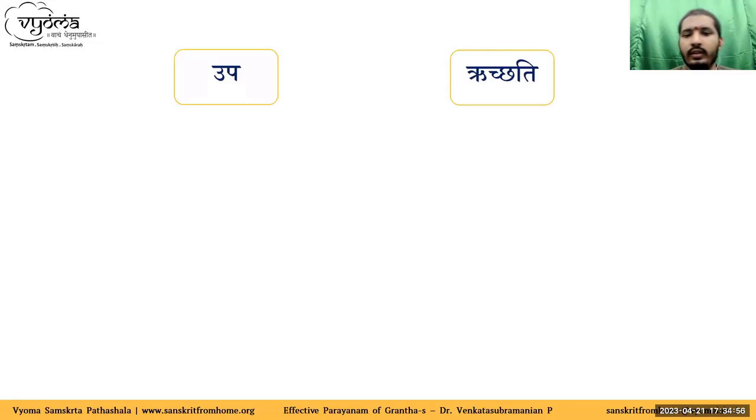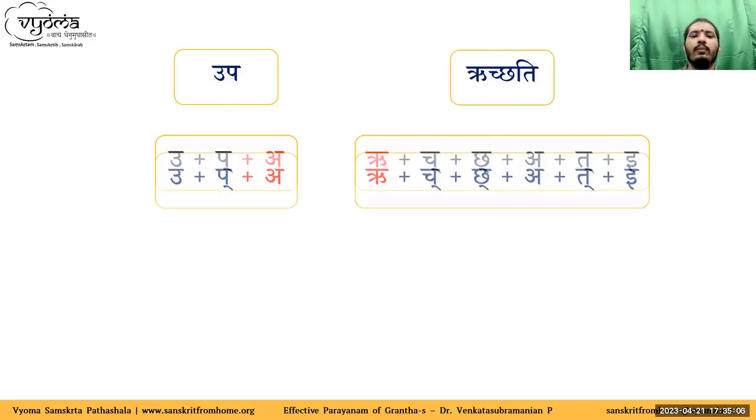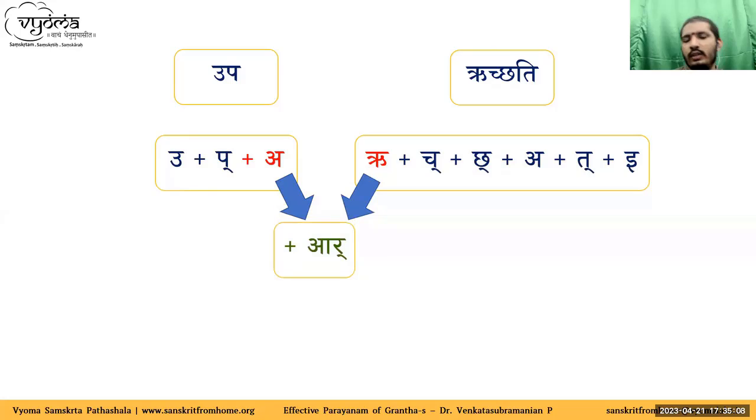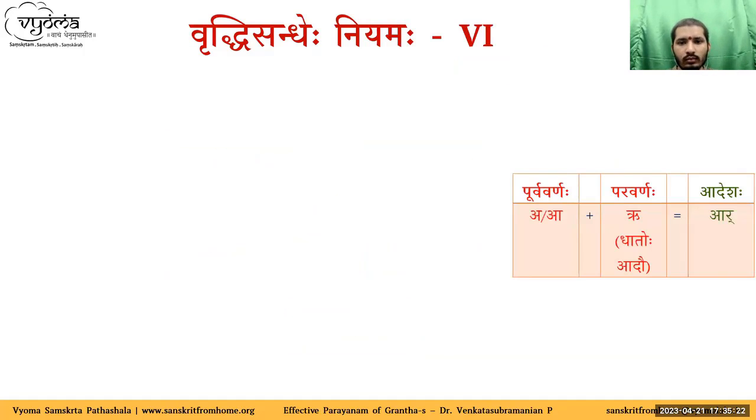So how is the Sandhi? Upa ṛcchati. If we split the letters, a is on the left hand side, ṛ is on the right hand side. In place of these two letters, we get the Adesha ār. And if we join all the letters, we get the form Uparchati. ār is the Adesha. This is the sixth rule.